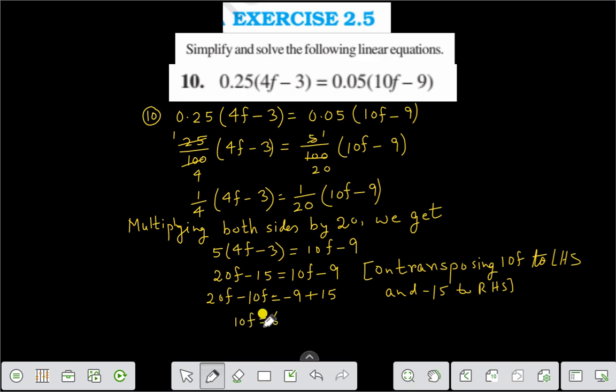If we divide both sides by 10, we get f is equal to 6 by 10. We divide by 2, 2 threes are 6, 2 fives are 10. That is the value of f is equal to 3 by 5, and that is the answer.